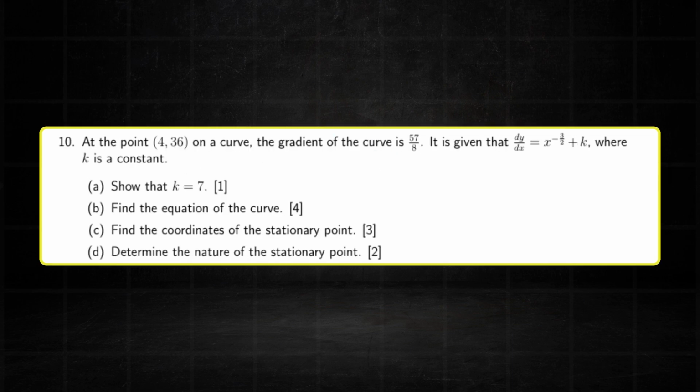Then number 10 is a mixture of differentiation. Your part A, you're evaluating k using your dy/dx, and then part B you're finding the equation of the curve, so that's a bit of integration. Part C you're locating the stationary point, part D you're determining its nature. So that's pretty standard differentiation and a bit of integration in there.